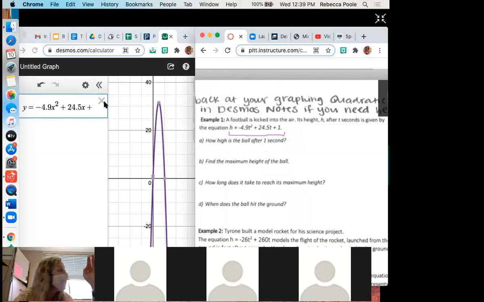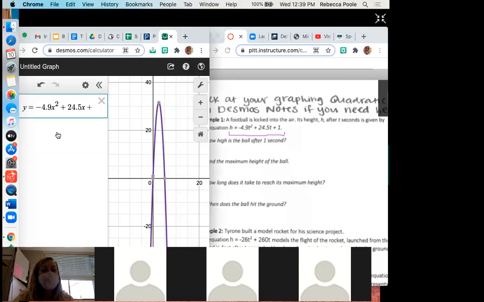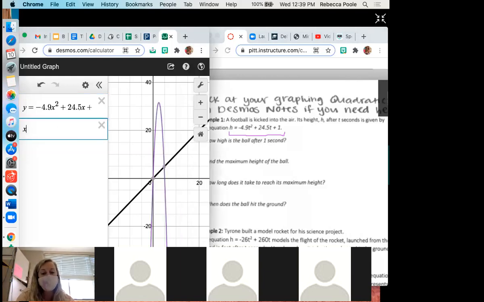People at home, how else could we look at the height at 1 second? There's more than one way to do this. How else could you find the height at 1 second? Okay, I'm hearing different things, which is good. That's what I wanted to hear. You could type in x equals 1.